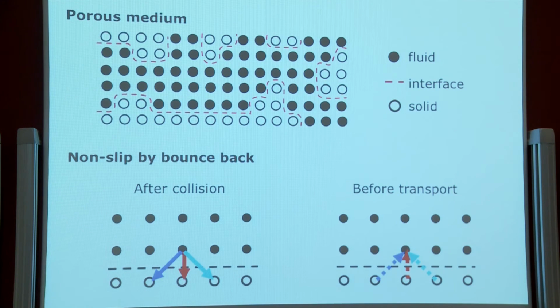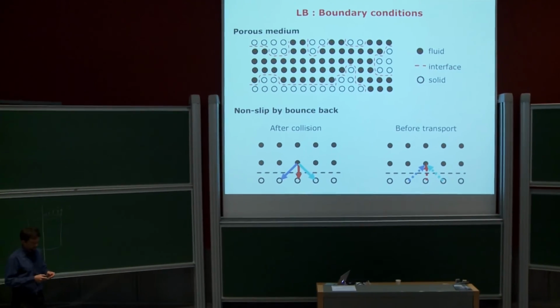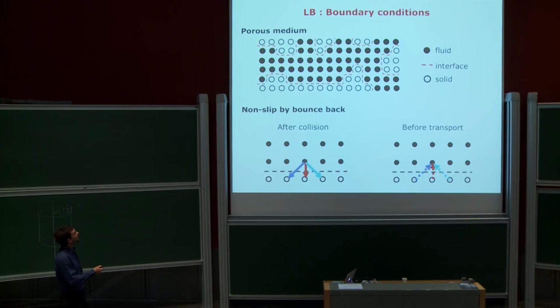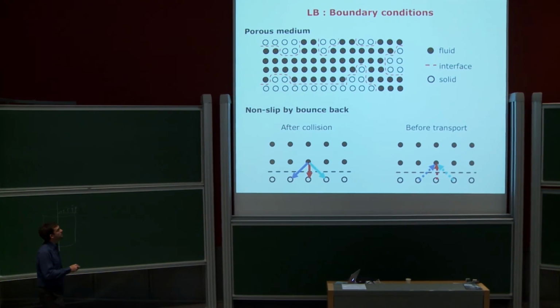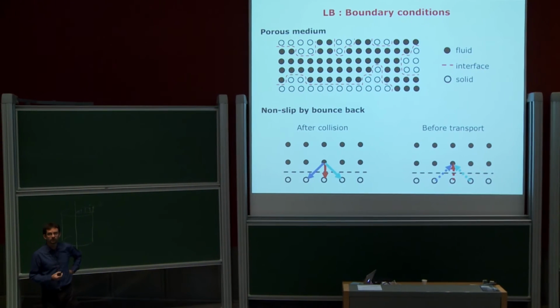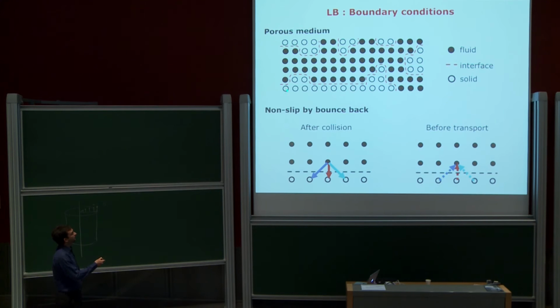So the Lattice-Boltzmann algorithm has a number of advantages in practice because it's, for example, very easy to implement boundary conditions. And in particular, if you have a solid object or if you're looking at a porous medium, you can simply decide on your grid which nodes belong to the fluid and which one belong to the solid. And then the interface will be somewhere between these nodes. I'll come back to that in a second.